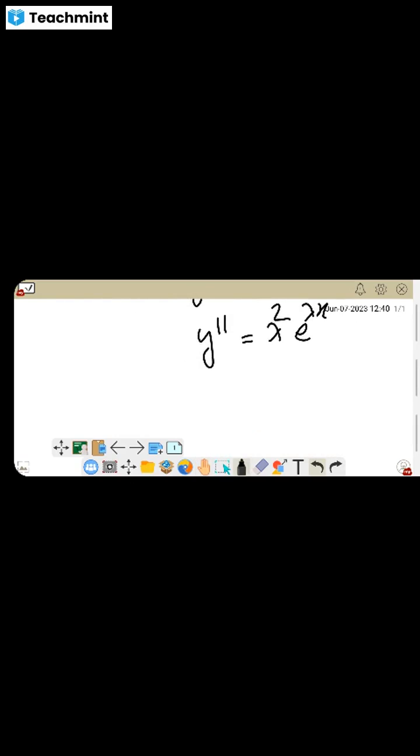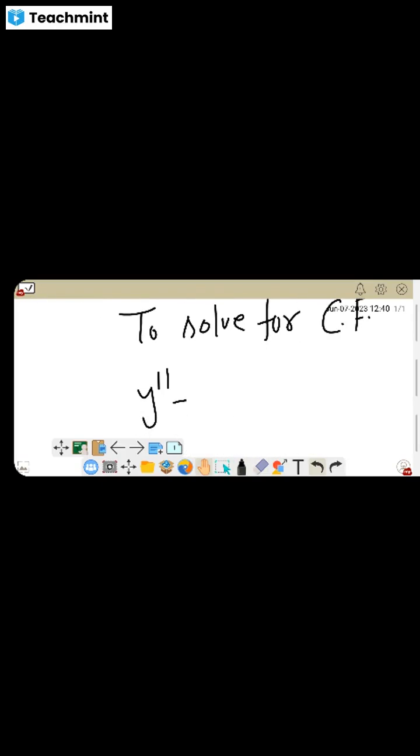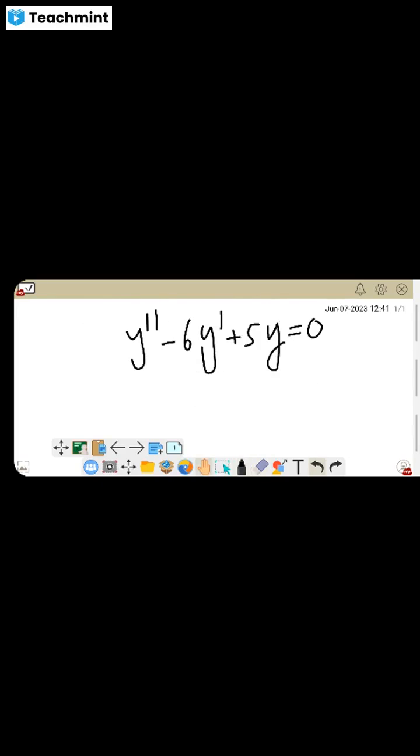And to solve for CF, or to find CF, we use this: y double dash minus 6y dash plus 5y is equal to 0. Means to find CF, you can take this equation as homogeneous. Then later we'll find the PI.